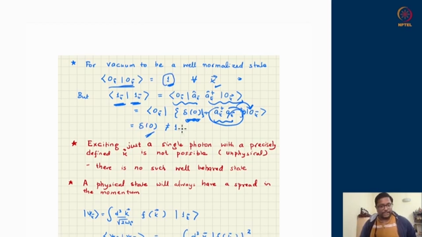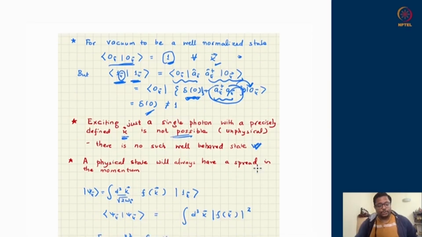It is infinity rather. So that tells you exciting just a single photon with a single k is not a physical process. It cannot have a well-defined state. So just exciting a single k is just not possible. It is unphysical. It is not a well-behaved state.